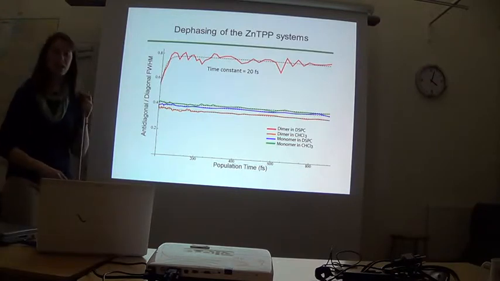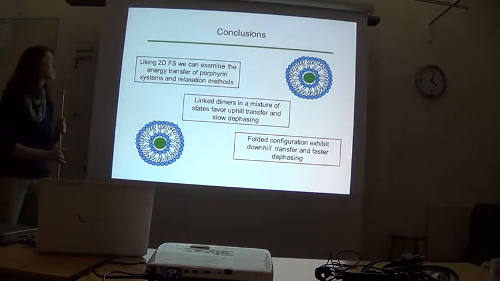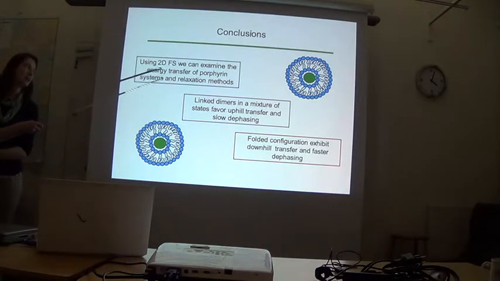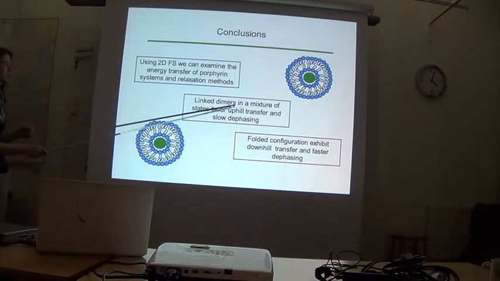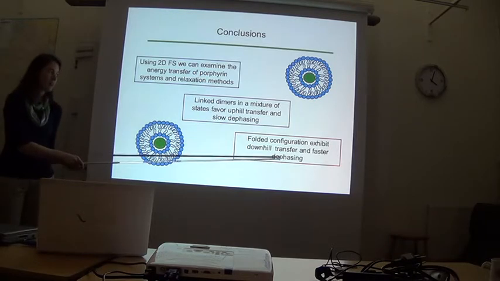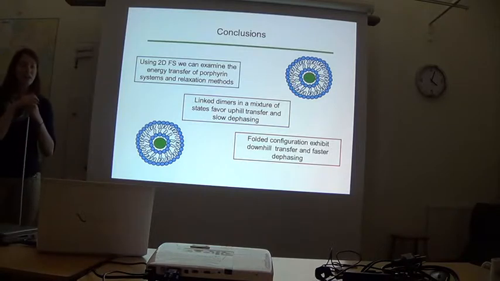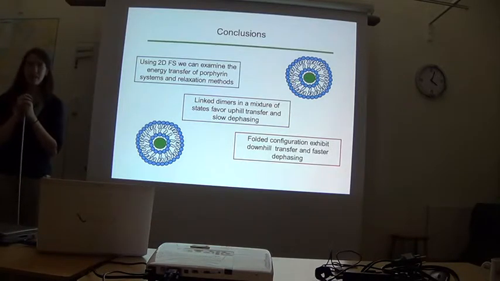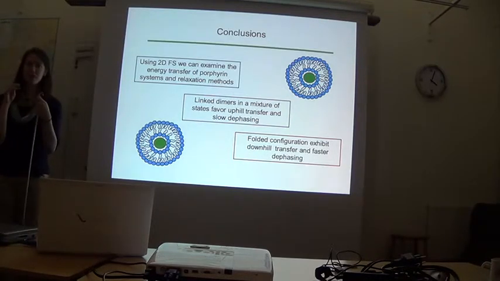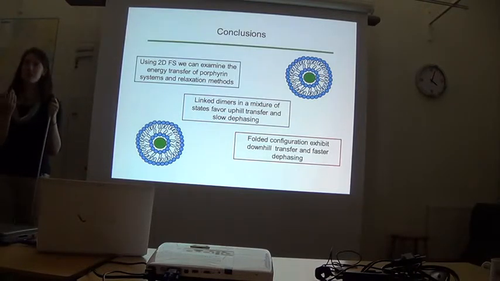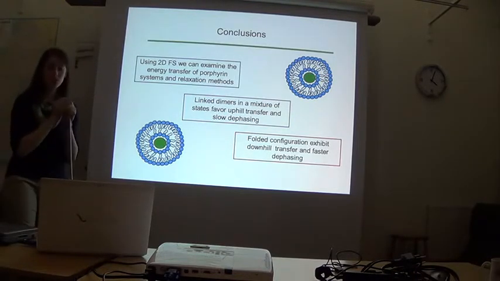I'm currently working through all of this data, trying to model it, and trying to understand what's going on. But in brief, our conclusions are that we can at least examine energy transfer in these porphyrin systems: the linked dimer mixtures favor uphill transfer and a slower dephasing constant than our folded conformations, which were exhibiting the downhill transfer. In the future, I will start working on the DNA systems that Wambe talked about, using 2DFS to study the conformations that these base pair analogs take in the presence of various proteins and looking at how those change.